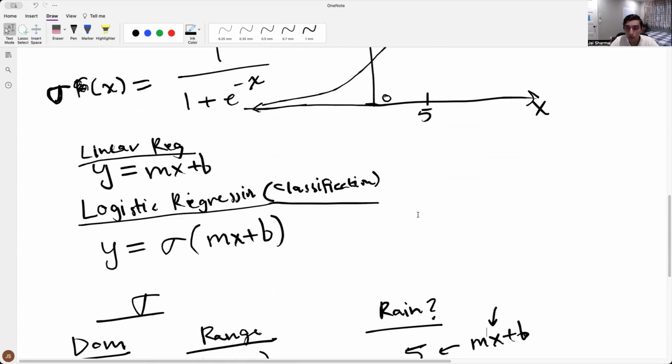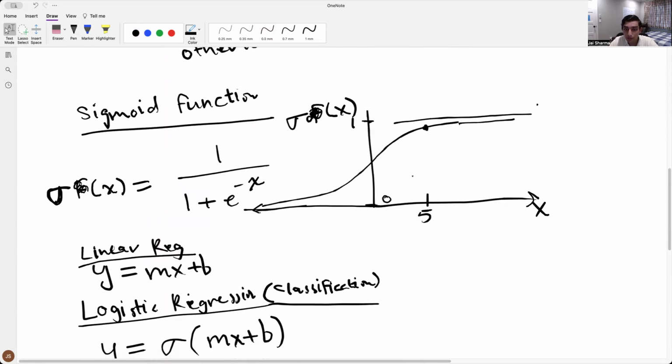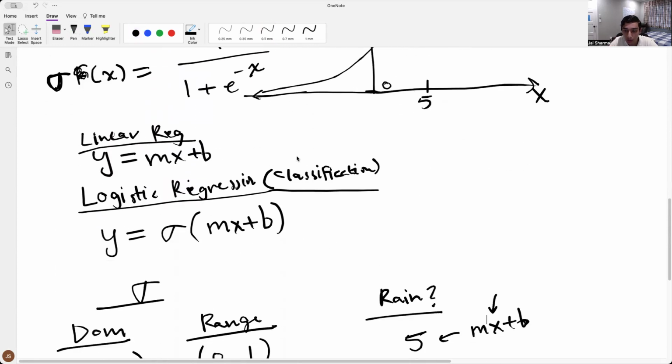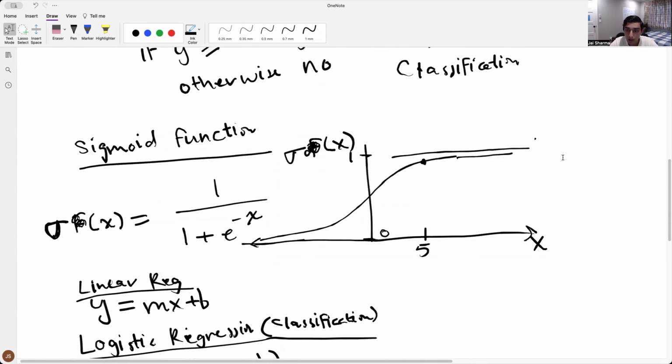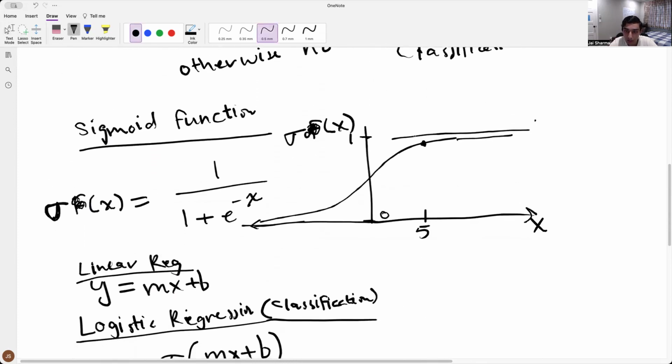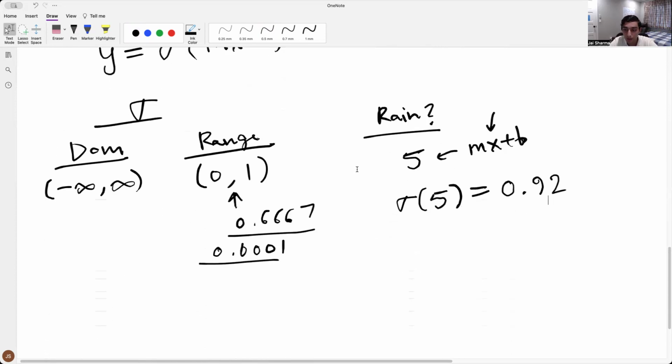So now we can go here and feed that into the sigmoid function. So we can find sigmoid of 5. And let's say, I'm making this up, but let's say it is something like 0.92. It'll be close to 1, but I don't know if it'll be 0.92 or something else. It'll definitely be above 0.5.